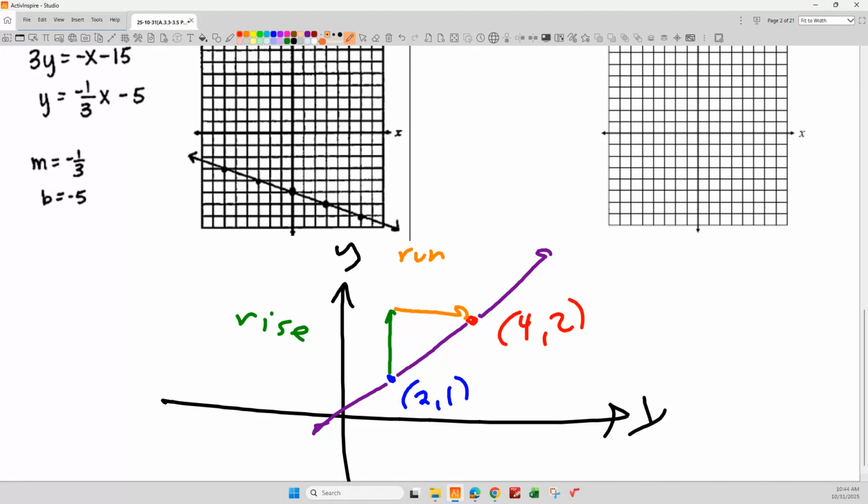We don't want to be specific about this, though. This is one specific example. In math, specific examples aren't very useful because they only work one time. We want to come up with a general way of saying this that works every time. And so rather than giving these blue points and red points specific coordinates like 2, 1, we're going to do something different.